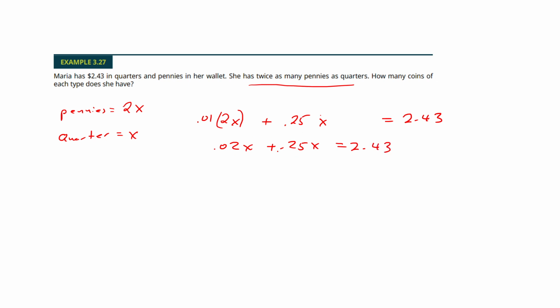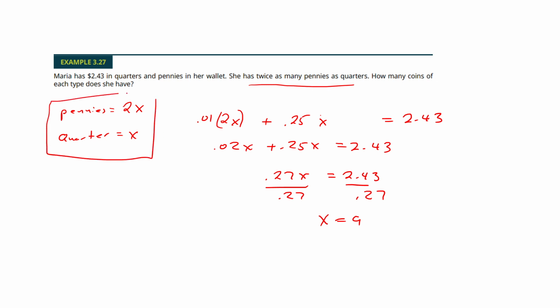Okay, since we didn't distribute, all we have to do is combine our like terms here. We get 0.27x. So the room is now clean. We're just going to divide both sides by 0.27. We get x is 9. Okay, now that was the number of quarters. So we know the pennies is 2 times 9, so it's 18.